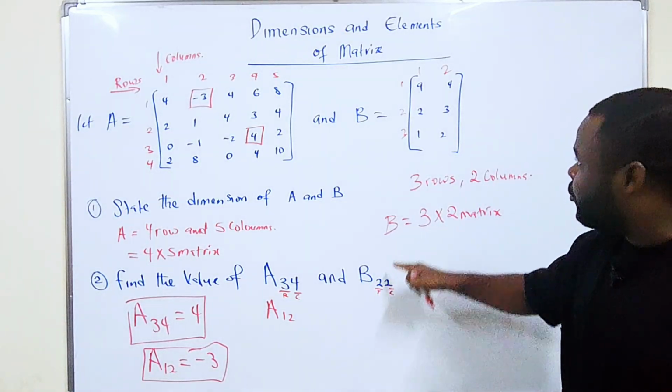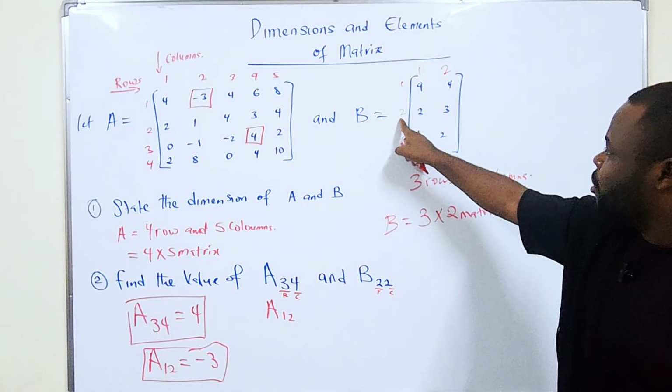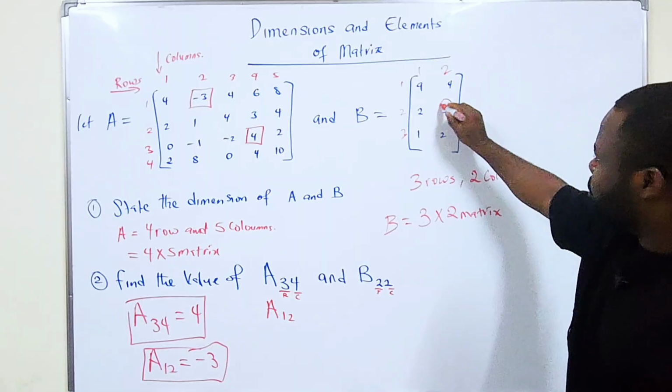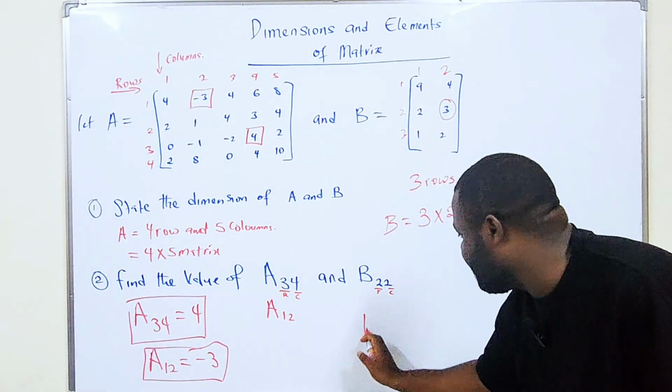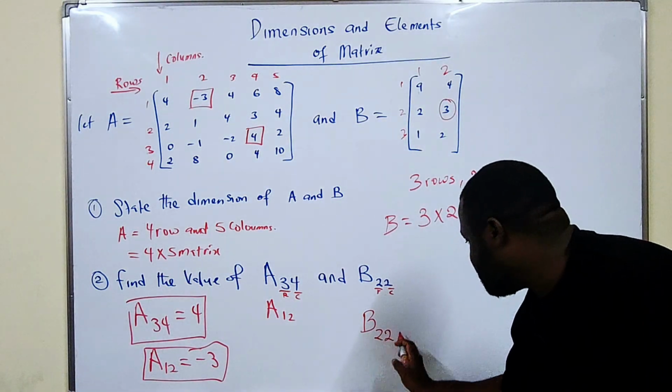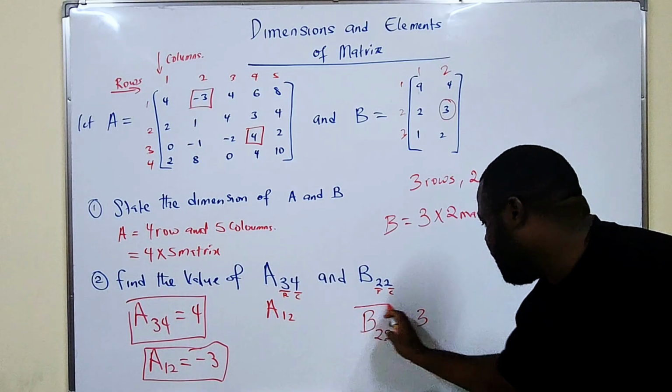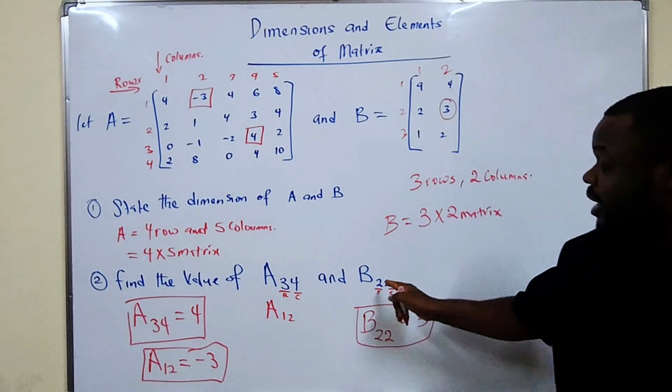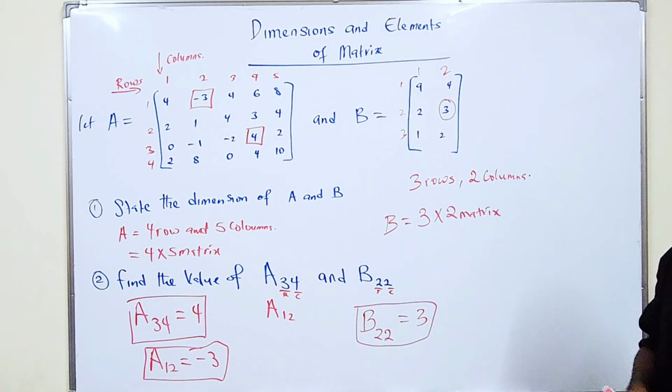So for B, we have B22. The row is the second row, and the column should be 2. Which is 3. So B22 equals 3, and that's the location. And that's how to find the value at a location in a matrix.